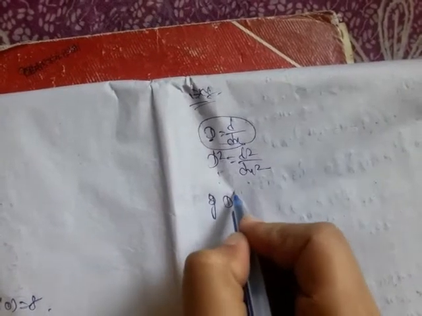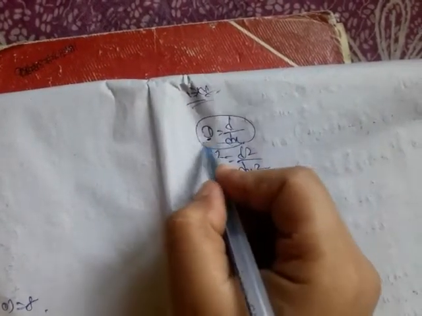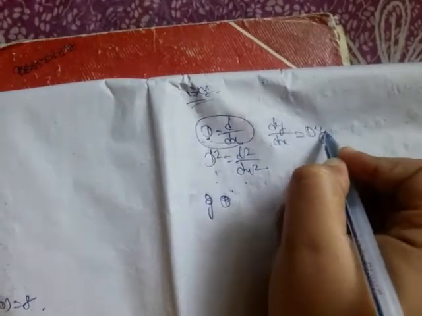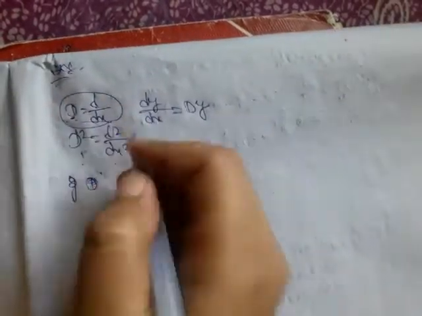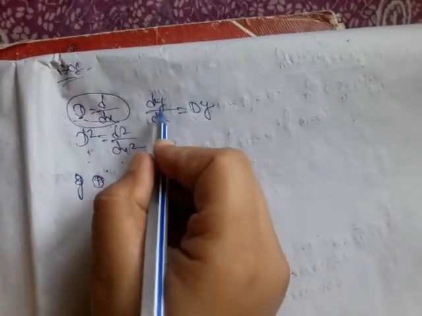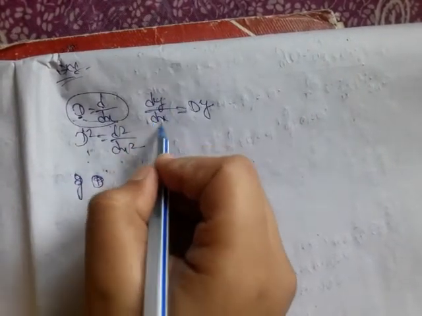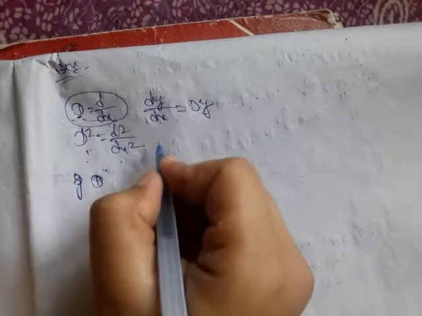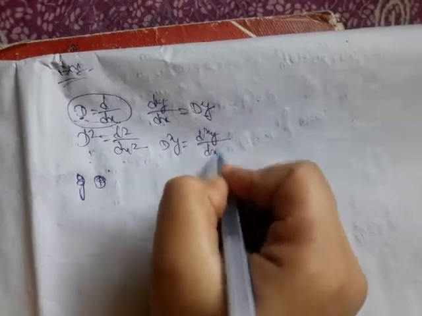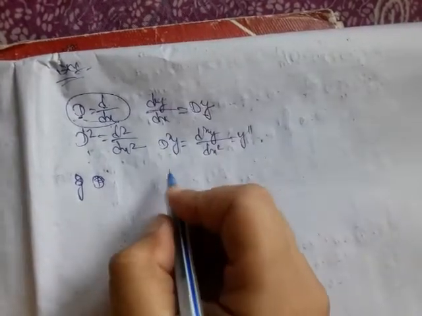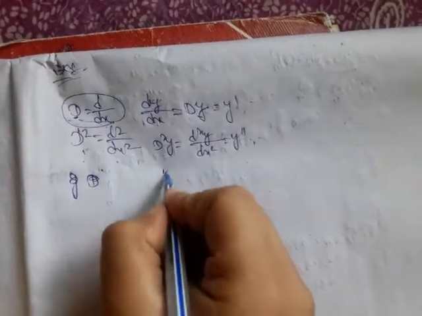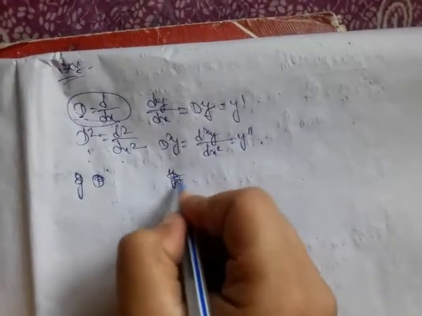So d by dx is d, so dy by dx is dy, yeah na, d equals to d by dx, so dy is multiplied here, dy by dx equals to also y is multiplied here. Okay, so d square y equals to d square y by dx square. This is written as y double dash, this is written as y dash. Okay, and only y is y.